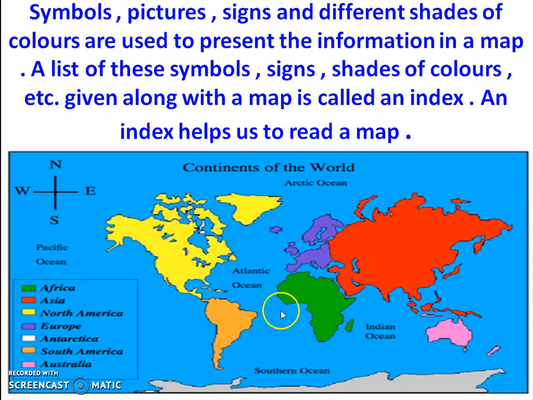For example, green color is indicating Africa continent, red color is indicating Asia continent, yellow color is indicating North America continent, purple color is indicating Europe continent, white color indicating Antarctica continent, orange color indicating South America continent, and pink color is indicating Australia continent. The colors, signs and symbols are used to read the map. With the help of this index we can read the map.